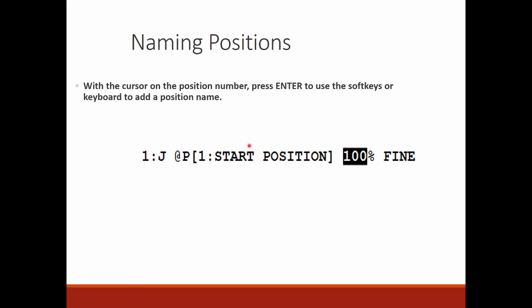To do that, we would cursor over that position, the P1, and then press the Enter key, and that would bring up a dialog similar to naming a program or some of the other text functions that we've had. Go ahead and type in a comment, and that would rename that position or leave that comment with that position.